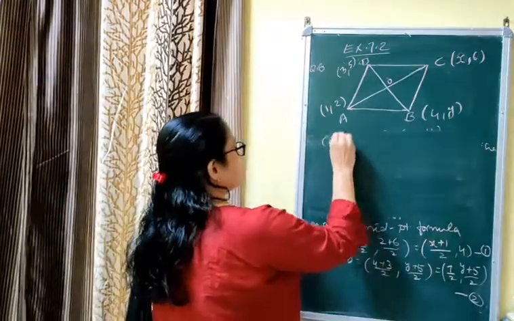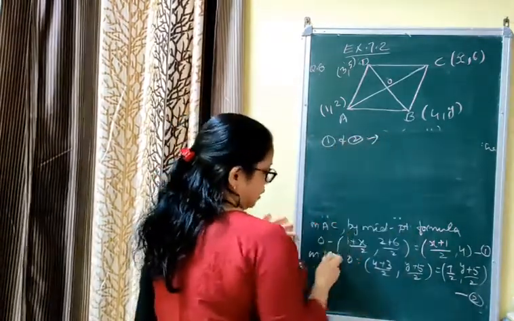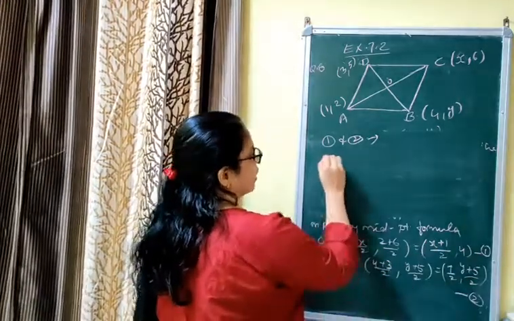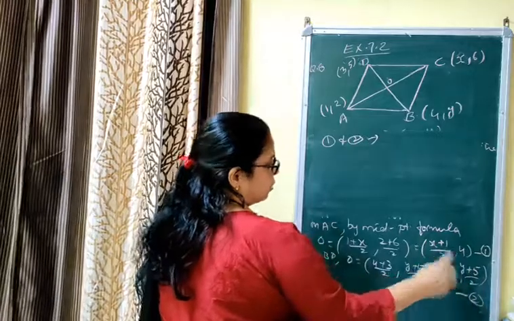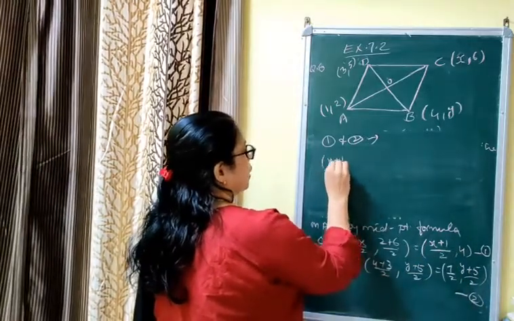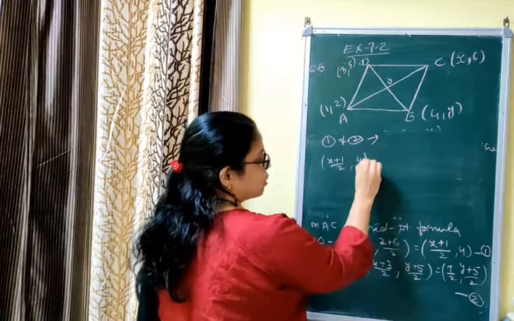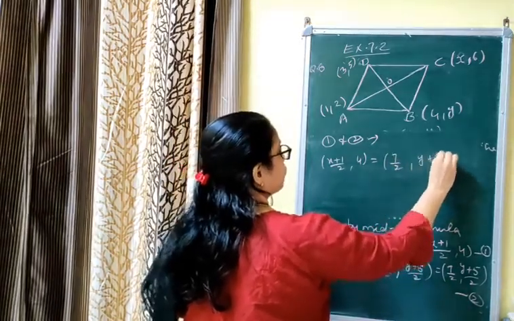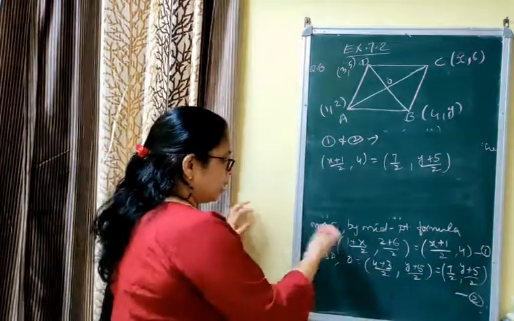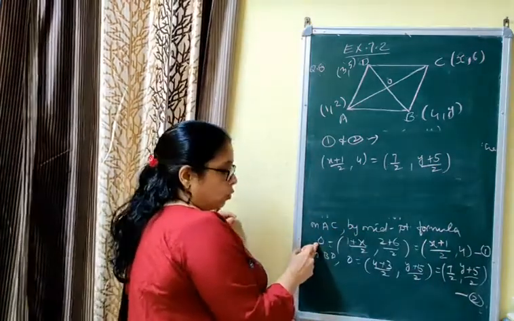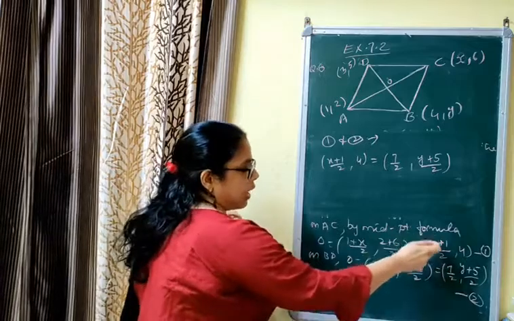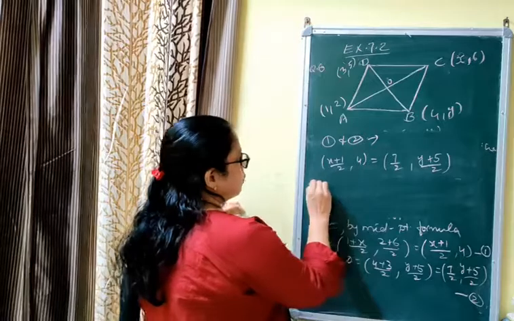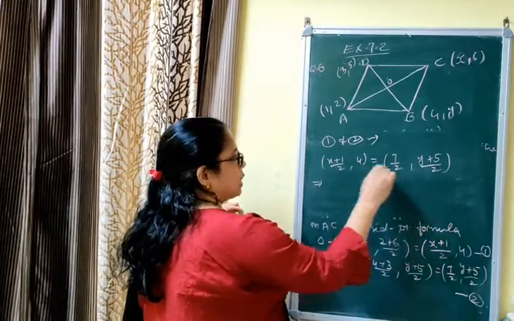1 and 2 give, since on the left side both are the coordinates of O, you can equate the right side. 1 and 2 give this coordinate equal to this coordinate: (x plus 1 by 2, 4) is equal to (7 by 2, y plus 5 by 2). आपको दोनों साइड में, लेफ्ट साइड में O का कोऑर्डिनेट्स बता रहा है. दैट मीन्स आप राइट साइड को इक्वेट कर सकते हैं. नाउ व्हाट यू विल गेट? You can equate the x coordinate as well as the y coordinate.